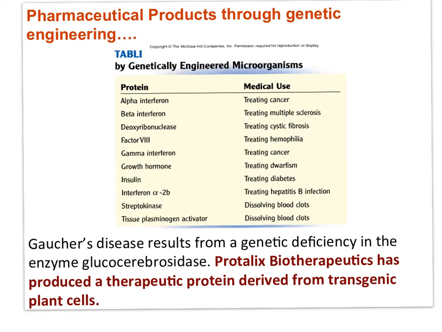Drug therapy for Gaucher's disease is produced by a plant. Gaucher's disease results from a genetic deficiency in the enzyme glucocerebrosidase. Protalix Biotherapeutics, a biotech company, has produced a therapeutic protein derived from transgenic plant cells.